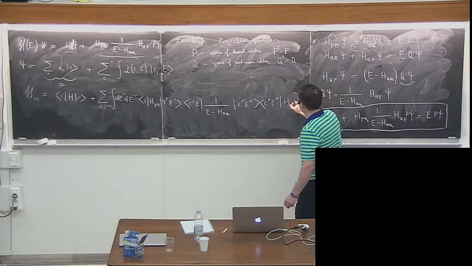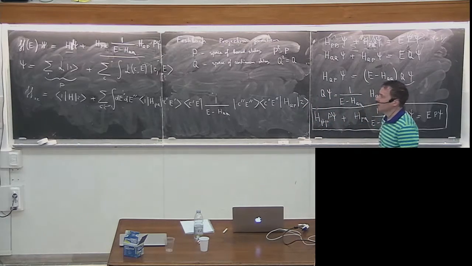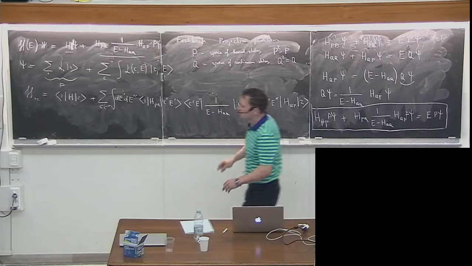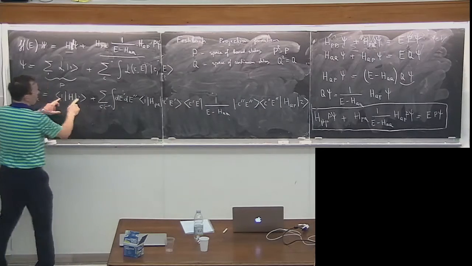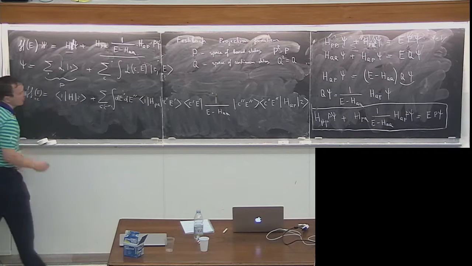H Q P, state 2. Right, so this is the same expression, just I took an overlap between 1 and 2. So this is my definition for the effective Hamiltonian. And of course, this effective Hamiltonian also depends on the energy E, which is here.